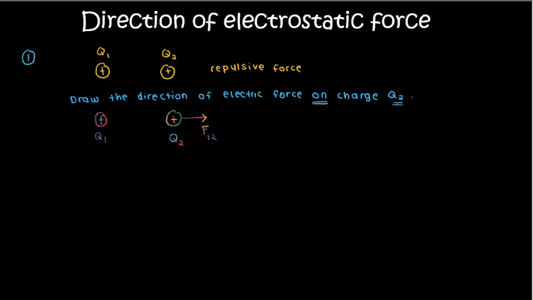Next one is diagram number 2. I give you another example. Let's say we have a negative charge Q1 here and a positive charge Q2 here. One is a negative charge, another one is a positive charge. Negative and positive will produce attractive force between them. Attractive force means that they will move close together.